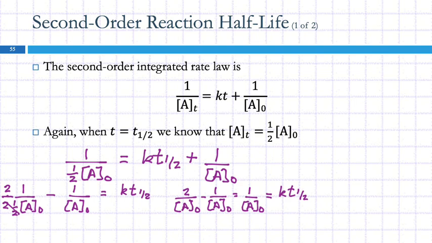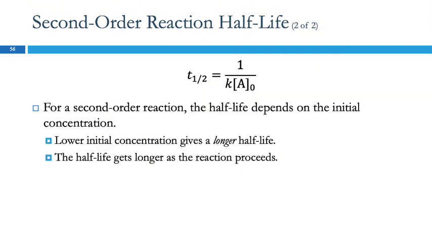I will not ask you to derive these relationships. I think it's helpful to watch someone do it and say, oh, I can see how that was okay. But I'm not going to ask you to derive this. Any questions? So T1/2 is 1 over K times A0. I forgot to rearrange for T1/2.